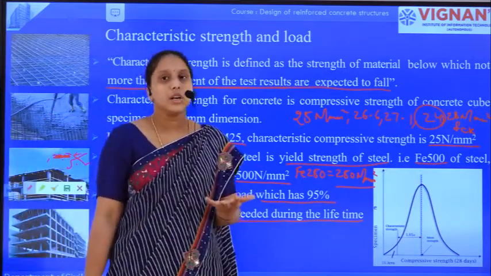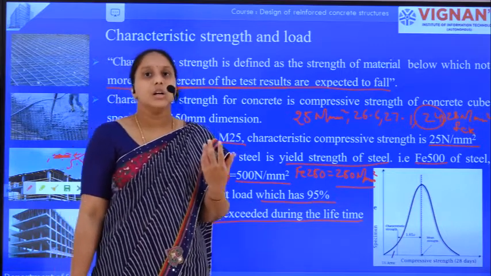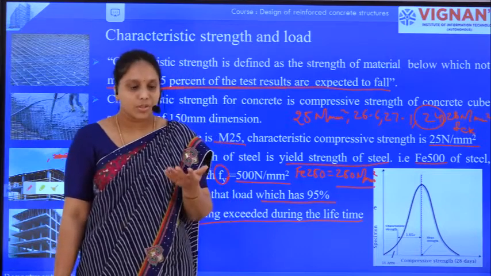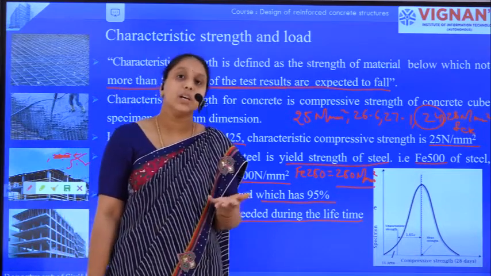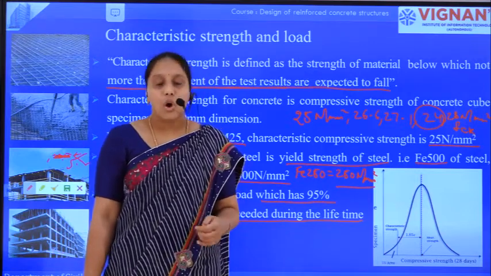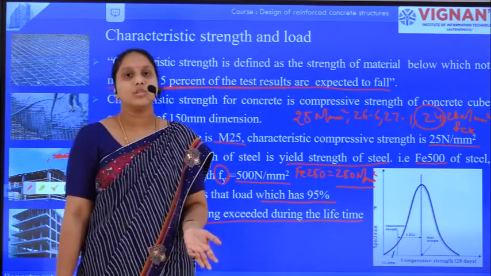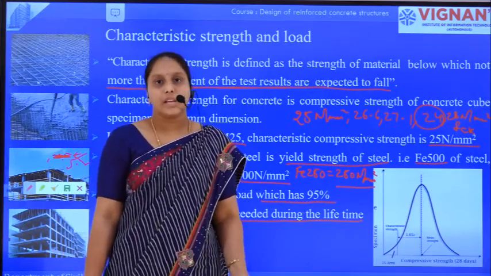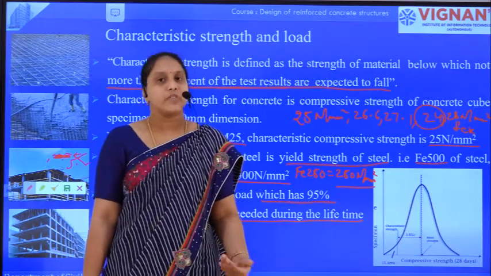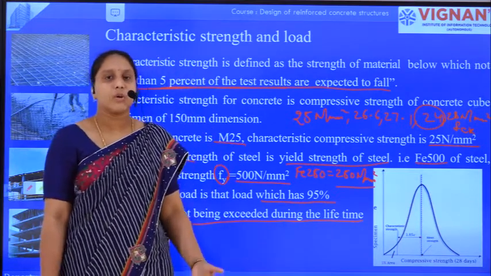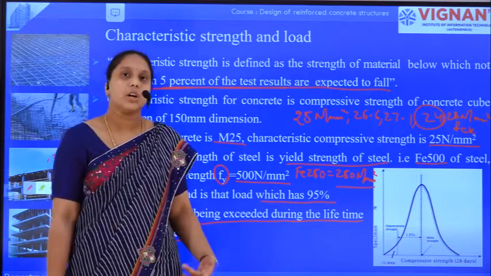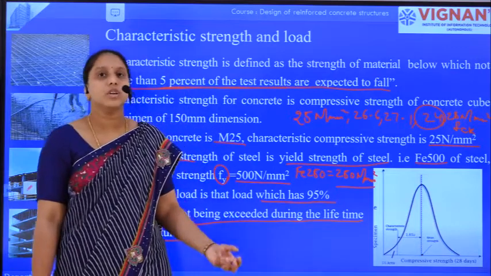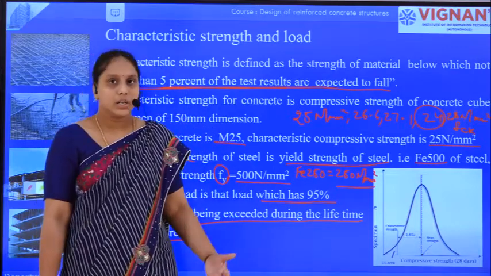So the characteristic loads are different for dead loads, live loads, wind loads, earthquake loads, and snow loads. All these characteristic loads are taken from another code book, which is IS 875. You have different parts of IS 875, Part 1, Part 2, Part 3, Part 4 and Part 5, for different loads and load combinations. So by using those code books, the values for the characteristic loads are taken.